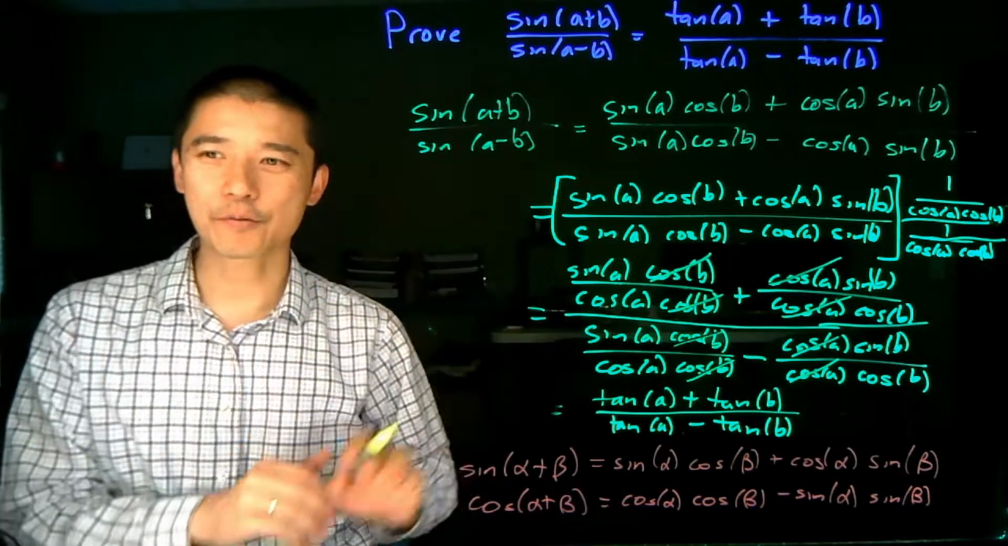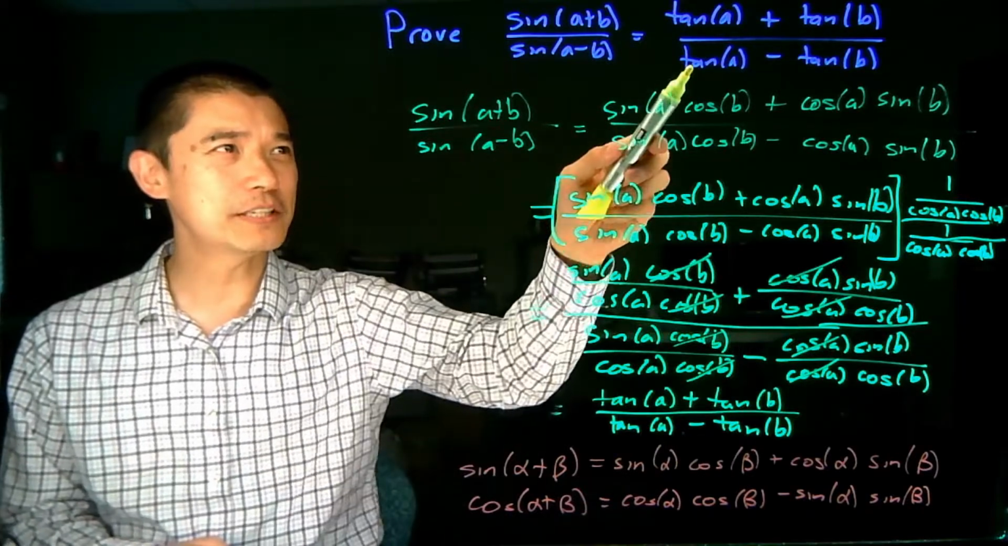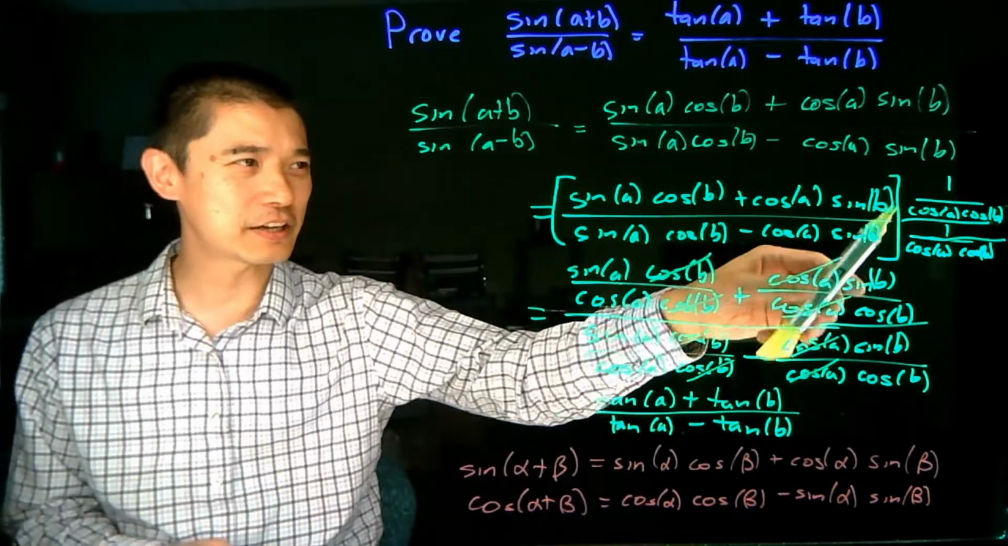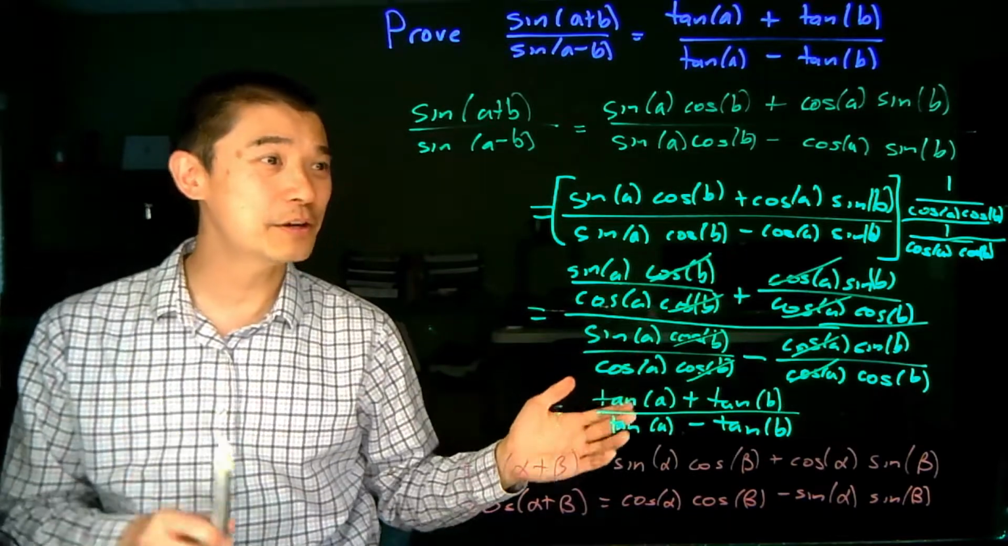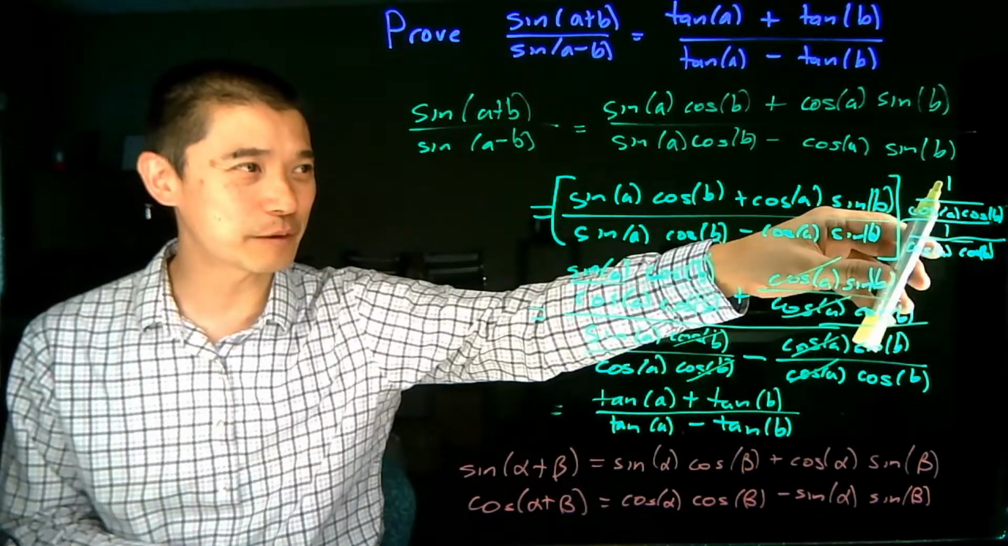So this is a trick for these types of proofs. In this case, remember, we had to think about where we are going to. We wanted to get tangent terms, and so we needed to get cosines to appear in the denominator somehow without changing the value of the expression. And so that's what this step right here is, multiplying by something over itself.